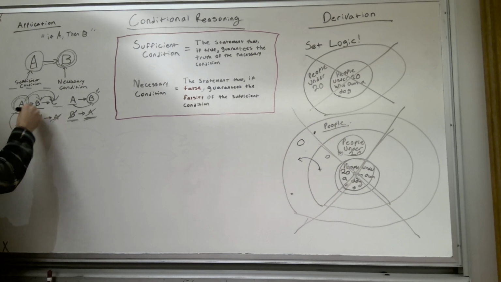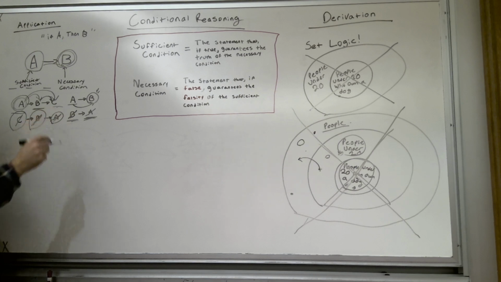And likewise, if we know that B, the middle superset, is false, we only know that A, which is the smaller subset contained within B, is false, but we don't know whether C is false or not, because that is the larger superset within that.